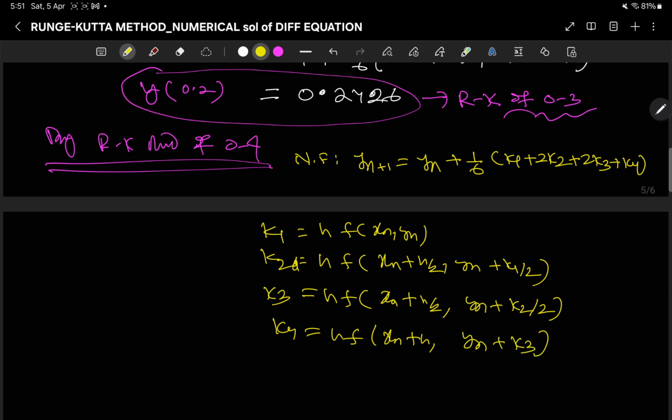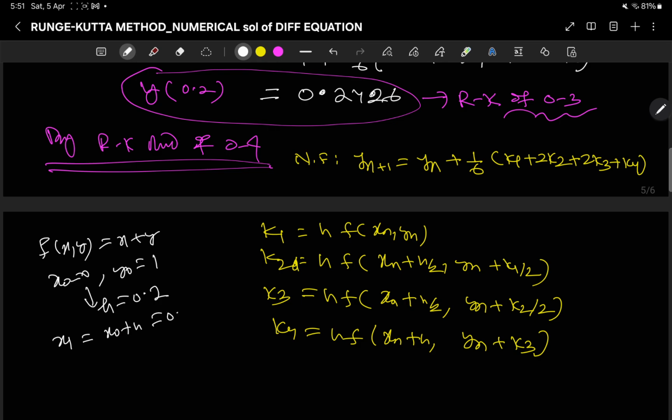Okay, so here f(x,y) is equal to x plus y, x0 is equal to 0, y0 is equal to 1 and incremented by h equal to 0.2. So therefore x1 is equal to x0 plus h, which is 0.2. So we need only one step, that's why here n is equal to 0 only.